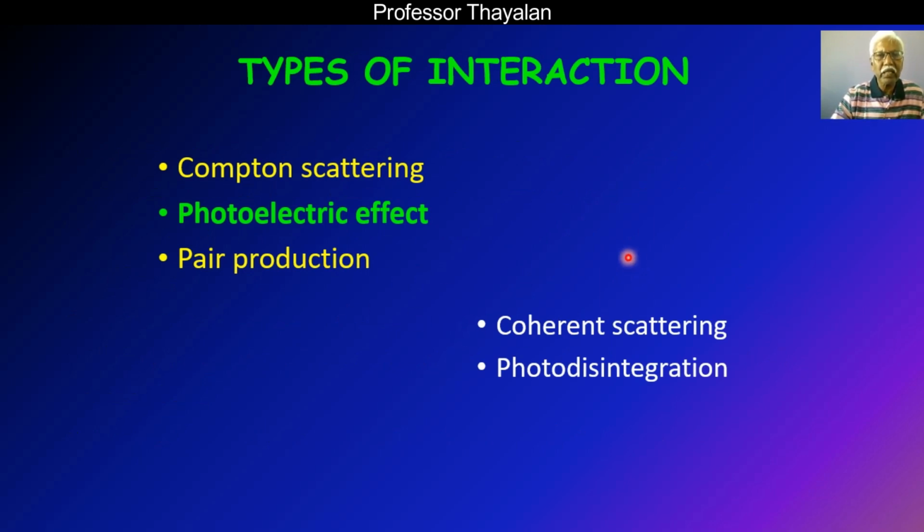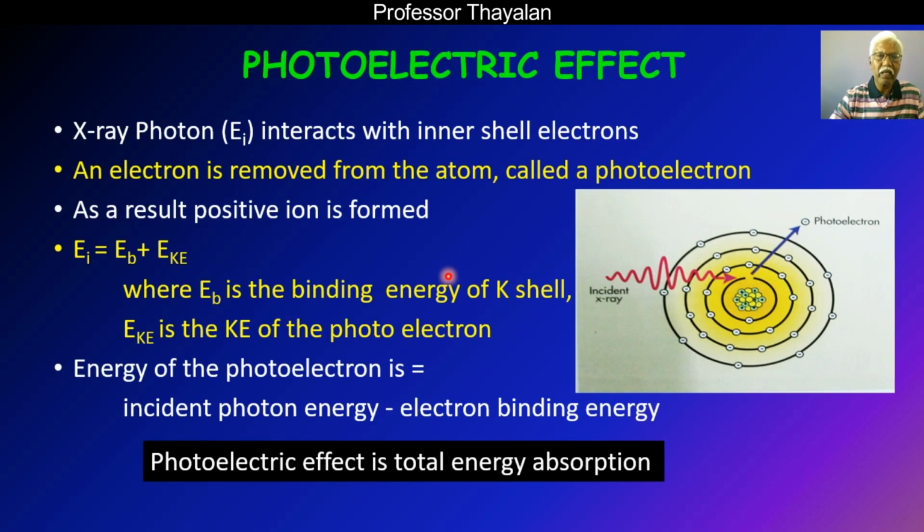What are the various types of interactions? Compton scattering, photoelectric effect, pair production, coherent scattering, photo disintegration. Only 5 interactions are there. These 3 interactions are very important for medical applications. These 2 have no significance in medical applications. So let us discuss the photoelectric effect.